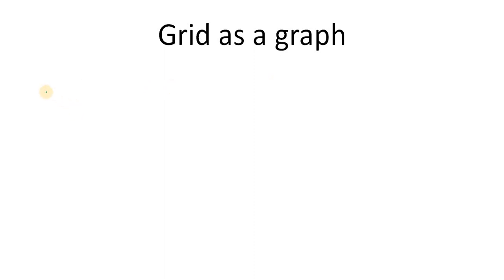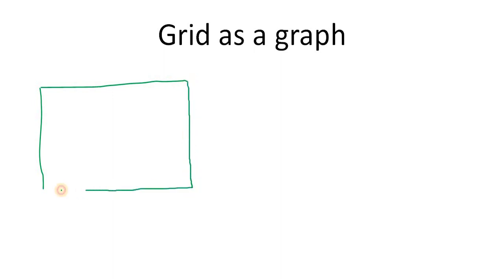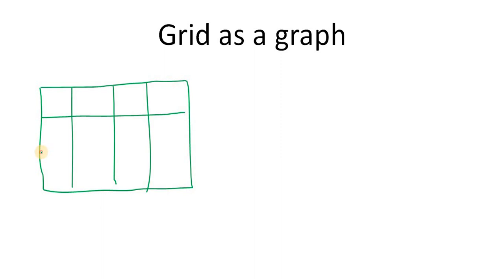Let's see how. We defined what a grid was. We said that a grid is a discretization of a space into cells, and the cells can be of any size, any shape. It can be rectangular. This is what we call a grid, and this here is a cell. Let's number it. This is cell number 1, 2, 3, 4, and in this direction we have 4, and in this direction we have 1, 2, 3. We have 3 here.